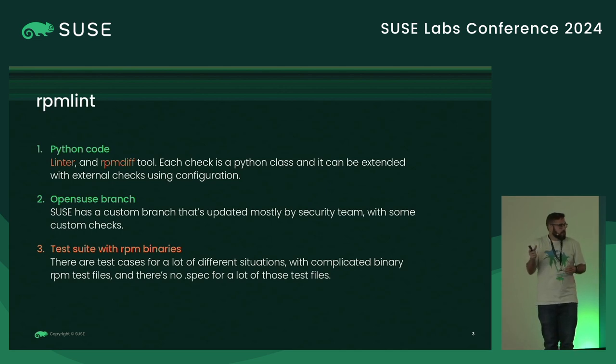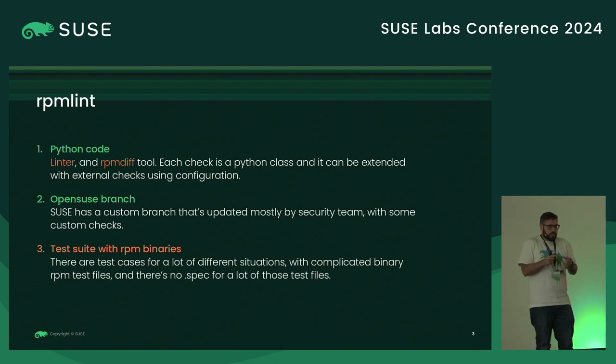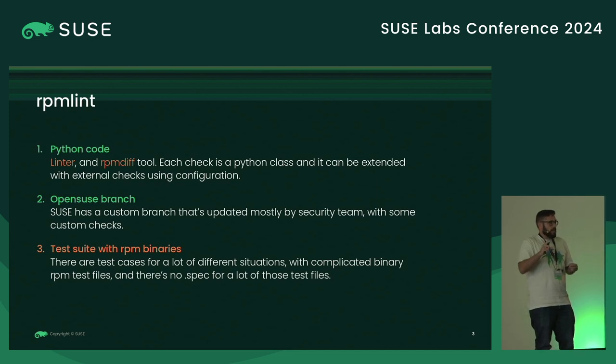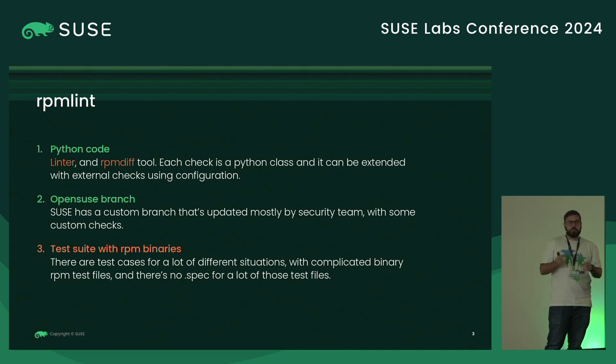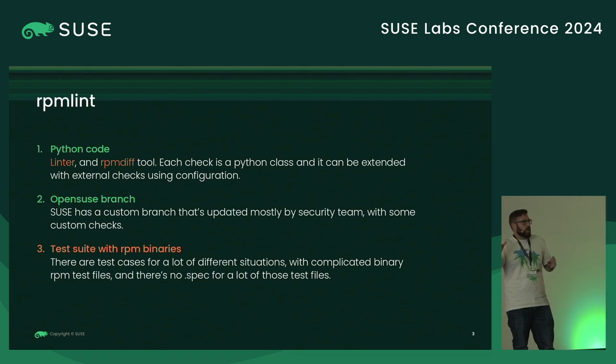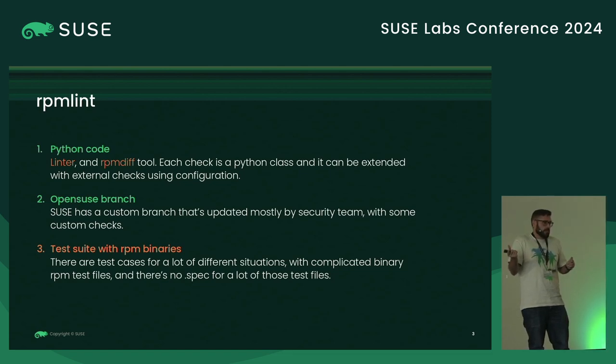We have also, in the same repository, the main branch, the default branch, where the main development is happening. But we have a branch called openSUSE, where the security team from SUSE works, and there is a lot of specific code not shared with all the distributions or other people using rpmlint, but just specific for the SUSE case. So specific checks for our distributions are done in this branch. This branch is more or less used by the SUSE security team, so not something interesting for general developers or users of the tool.